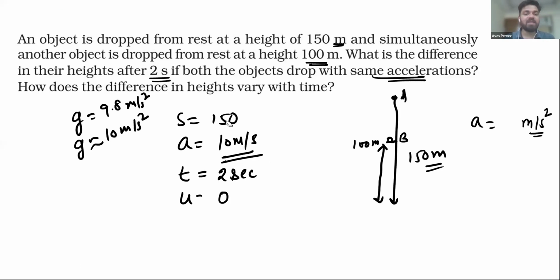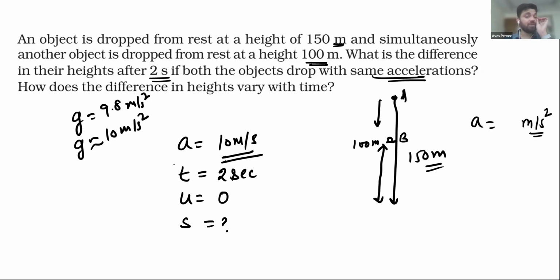Now H is the height that is given to you, but you are not given what distance they will cover after 2 seconds. So you can calculate the distance. This is the height from which they are being dropped. So just these things are given to you: A, T and U, and S. Calculate the S after 2 seconds, that is, what is the distance traveled by object A and what is the distance traveled by object B. Yes, this can be done with the second equation.